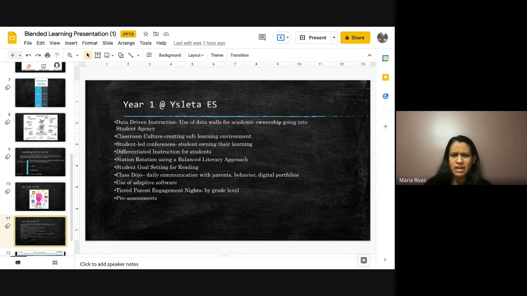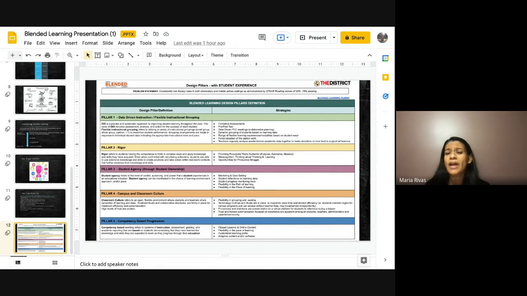And I know we're almost out of time. Let me go really quick to this last one. I don't know if this is the same one, and Shelly can tell me, but I loved this one because it gives you some strategies for how to hit each one of these pillars. For data-driven instruction, what are some strategies? We see formative assessments, we see pre and post assessments.